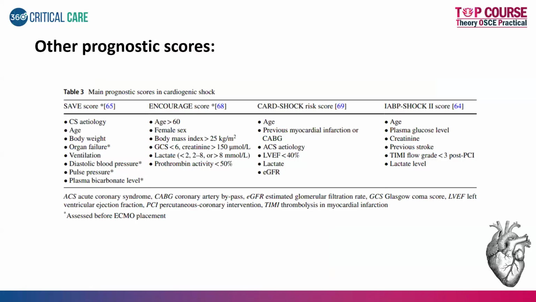Other prognostic scores which have been used in cardiogenic shock are the SAVE score, the ENCOURAGE score, the CardShock score, and the IABP-SHOCK II score, which I've already mentioned. The other one which I wanted to remember is the CardShock score.